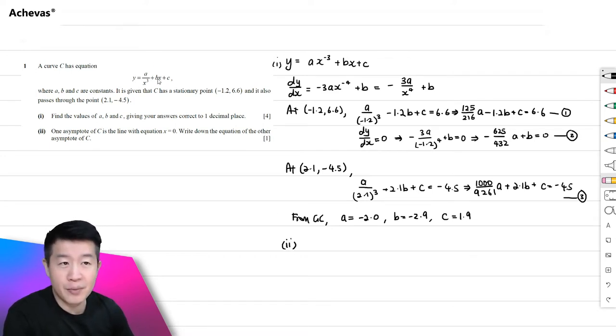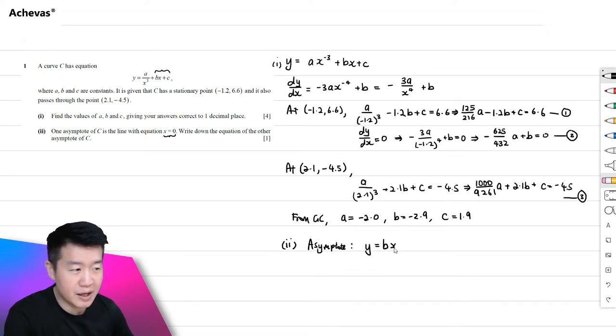Part two is of the form where when x tends to plus or minus infinity, this is going to become zero. So y will just start to adopt the behavior of this. And this is the definition for asymptotes, for horizontal and oblique asymptote. Since the question has already given us a vertical asymptote, if I'm expected to quote the other asymptote, it will be y is equal to bx plus c. So my answer for part 2, which is just one mark, will be y equals minus 2.9x plus 1.9. Okay?